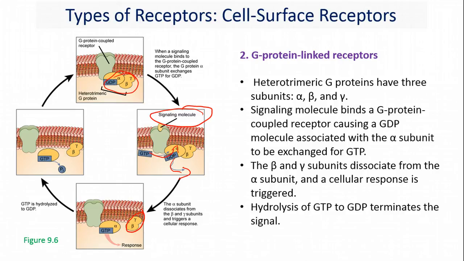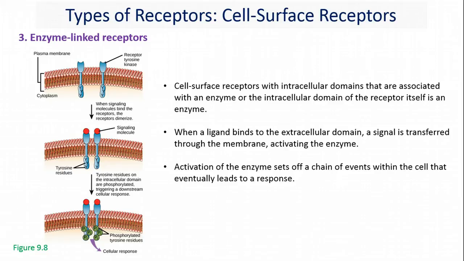Next, the GTP will be hydrolyzed. So this hydrolysis reaction is one that uses water, and this reaction will remove a phosphate group from the GTP, turning it into GDP, which then gets us back to where we started with alpha, beta, gamma subunits bound to GDP and the G-protein coupled receptor.